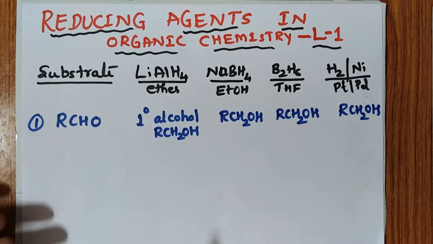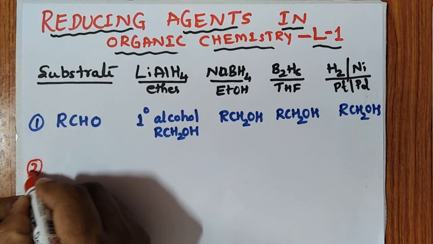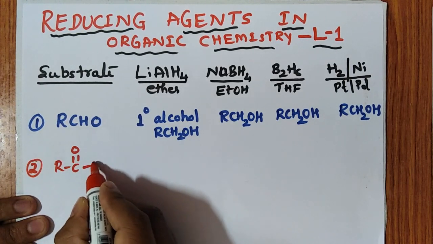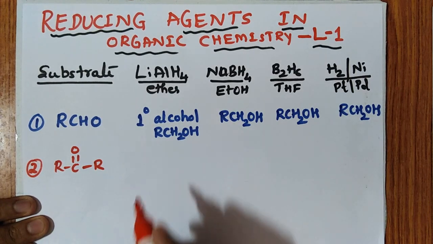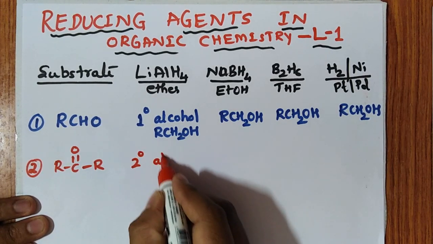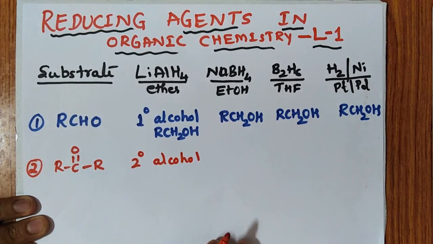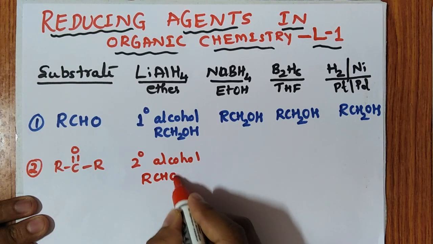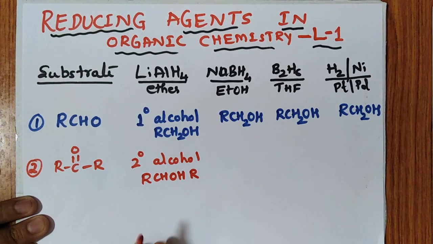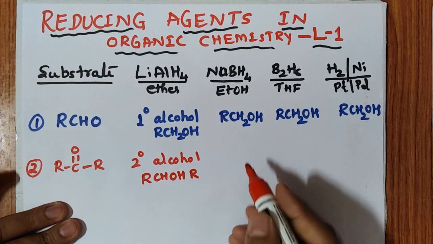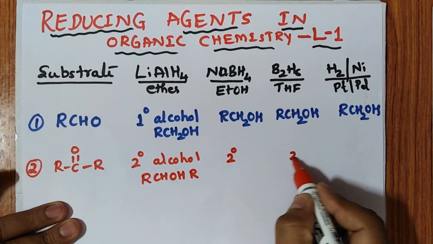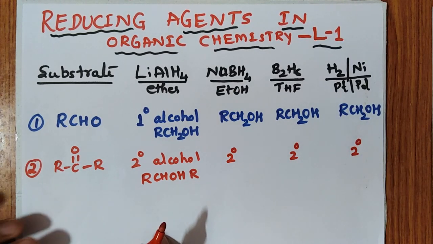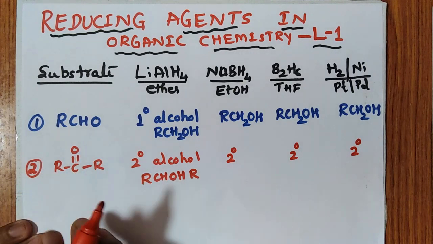Let us see the second substrate. Here I am going to take ketone, RC double bond O R. Here you are going to get secondary alcohol. Remember, secondary alcohol is going to form in this case. I will write the formula as RCHOHR. You are going to get secondary alcohol, and here also, here also, here also you are going to get secondary alcohol, so there is no difference with the second one also, that is ketone.